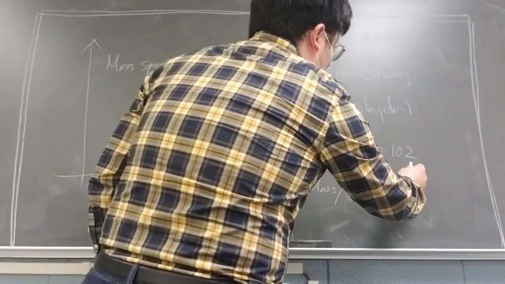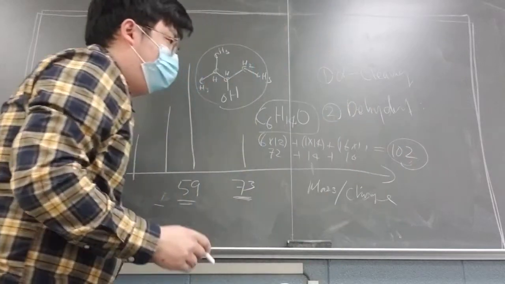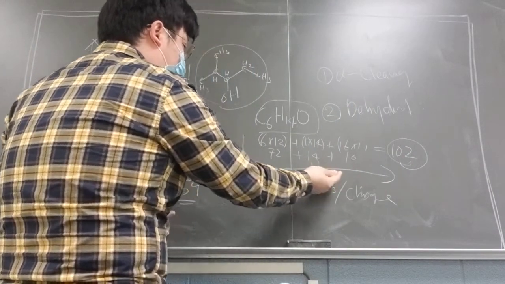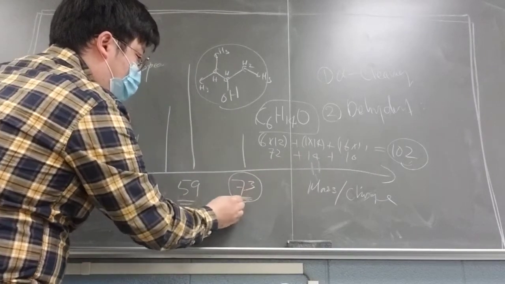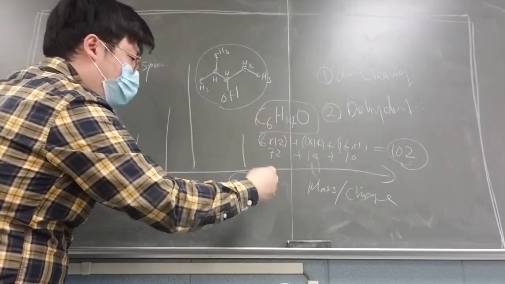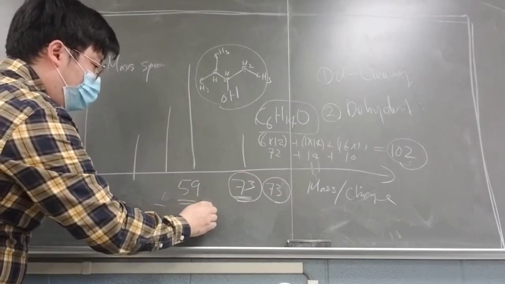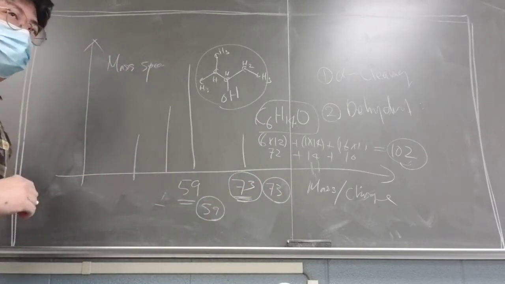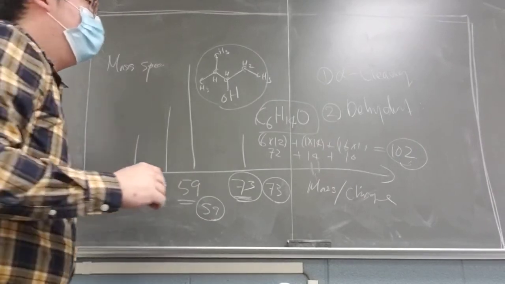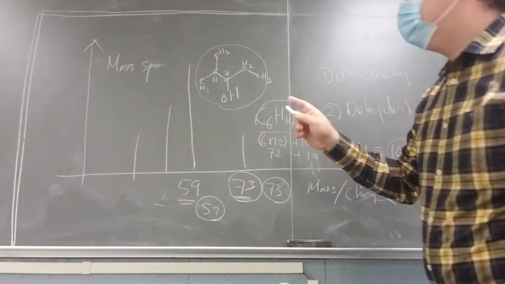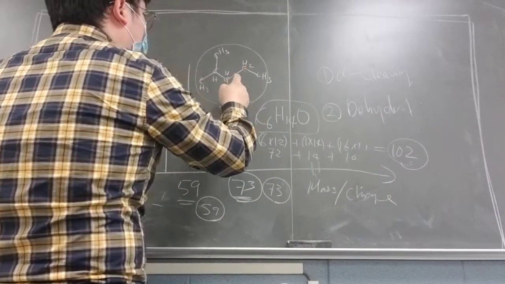So if you have a molecular weight, it should be around 1 or 2. You've got to see something over here, but you don't see it. But the one you see on the far right is 73, and the second one from the right is 59. So let's try to do alpha cleavage over here.